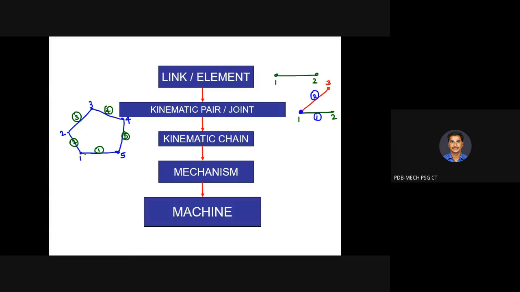Now I am going to fix link 1. This is the symbol for fixity. So now I fix link 1 so that if I give input to link 2, I can expect a predictable output at the output link. Here link 5 is going to be my output link. If I give input to 2, then obviously I will get output. I can extract output at the output link.